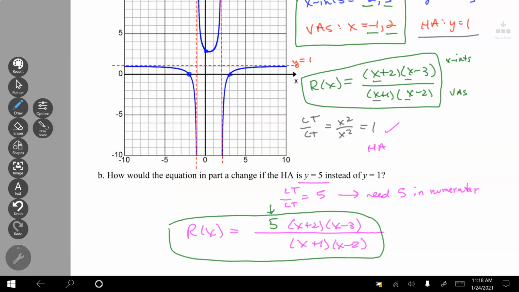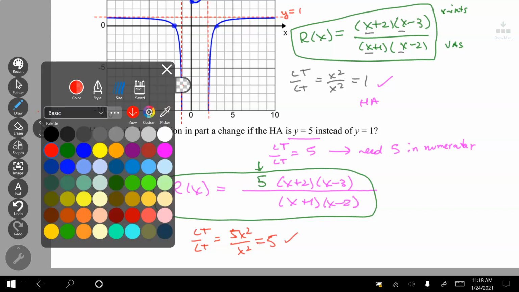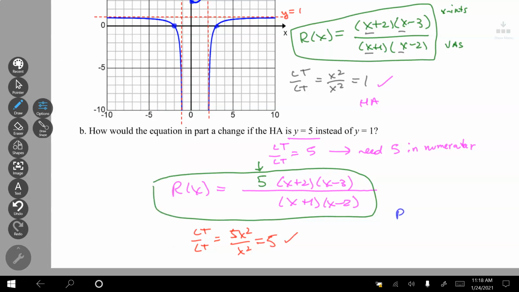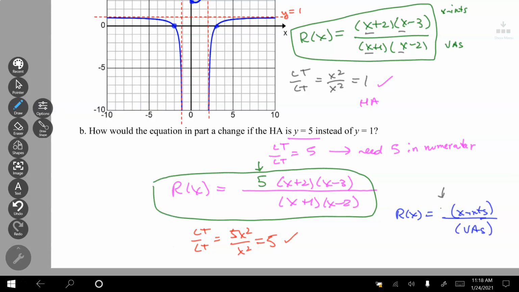So now when I do leading term over leading term, I get 5x squared over x squared, which is equal to 5, and there's my HA that I wanted. So in general, I think my pattern is, my r of x is equal to, I have x-intercepts on top, I have VAs on the bottom, and only if I have to modify it, I throw an HA value in front of the whole problem to get what I want.